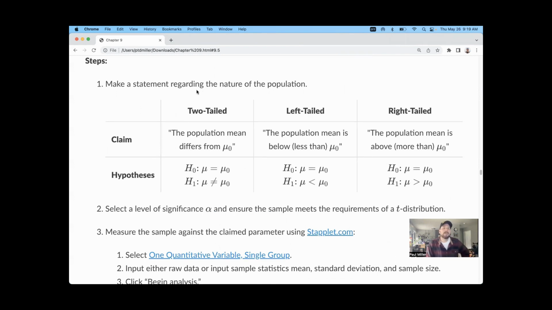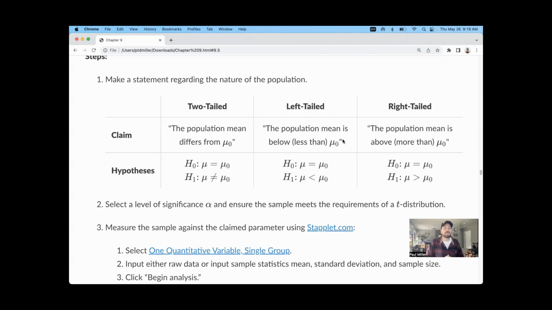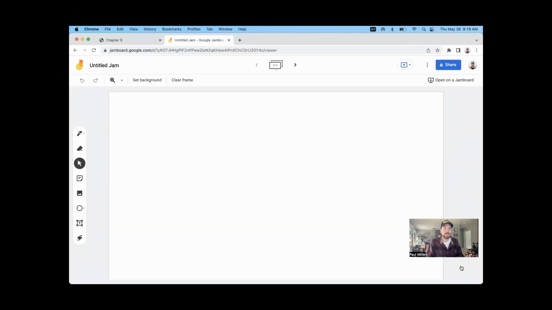Make a statement regarding the nature of the population. So you take a claim or a statement about the population mean, turn it into your null and alternative hypotheses. Call it the setup. So these 5 steps, just to really simplify things down, the first is a setup for your null and alternative. Second one is requirements.